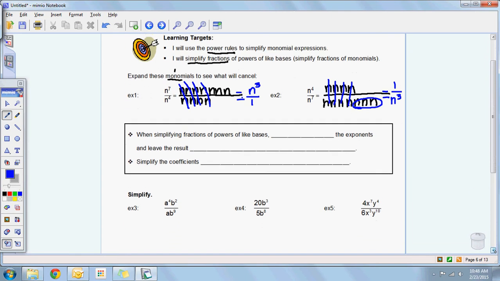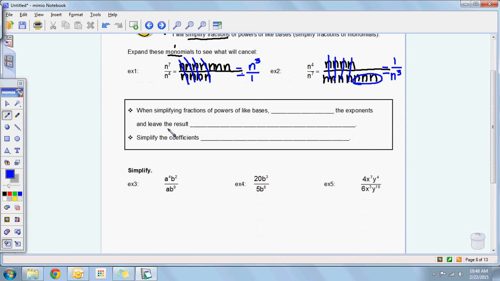So if you're a quick, easy kind of person, the shortcut that you can do to simplify these is to subtract. Let me change my color here. You can just subtract the exponents of those like bases. They have to be like. And you're going to leave the result in the top or bottom.